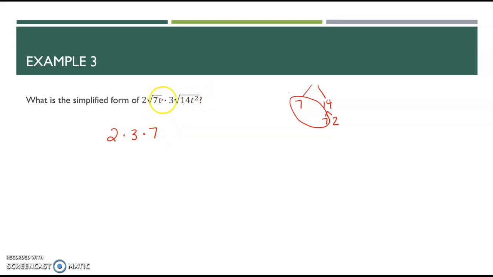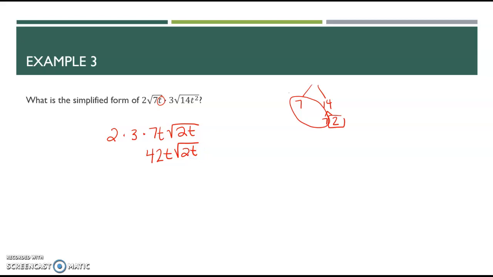Also, this t won't simplify, but this t squared does, bringing a t out to the front. And I'm going to have the square root. We're left with a 2 on the inside. And this t right here, that t is left inside as well. And then from there, we just simplify. 2 times 3 is 6. 6 times 7 is 42. And so we end up with 42t square root 2t. And that's our final answer.